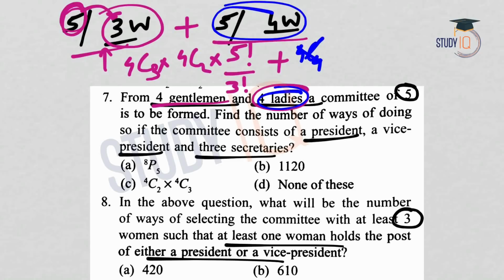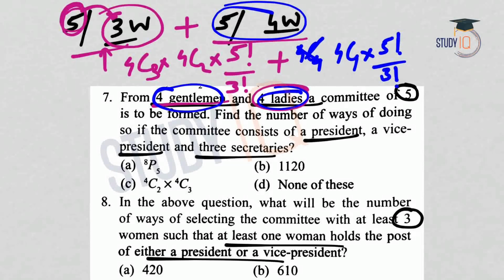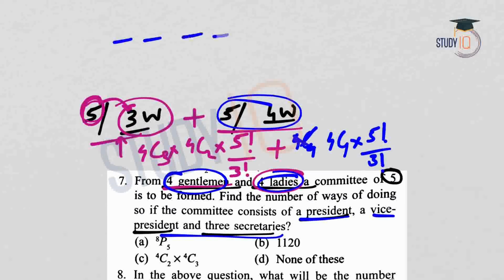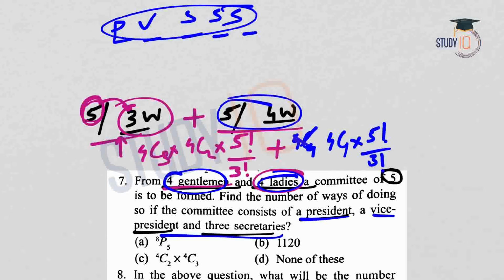Then 1 gentleman is supposed to be selected from 4. That can be done in 4C1 ways. After that you need to arrange them, which can be done in 5 factorial by 3 factorial ways. So I am talking about the total arrangements, the president, vice president and 3 secretaries. Why 5 factorial by 3 factorial? Because there are 5 places in total, and 3 are alike.